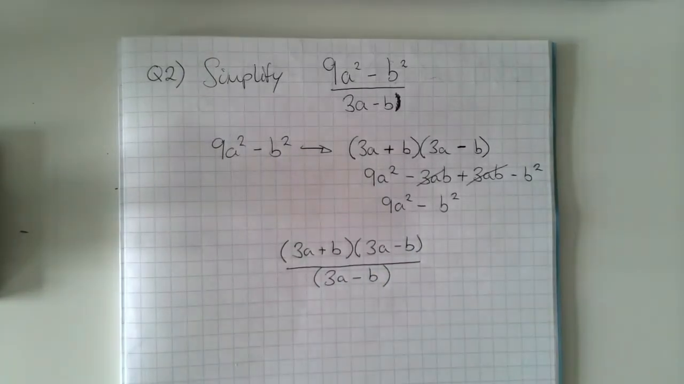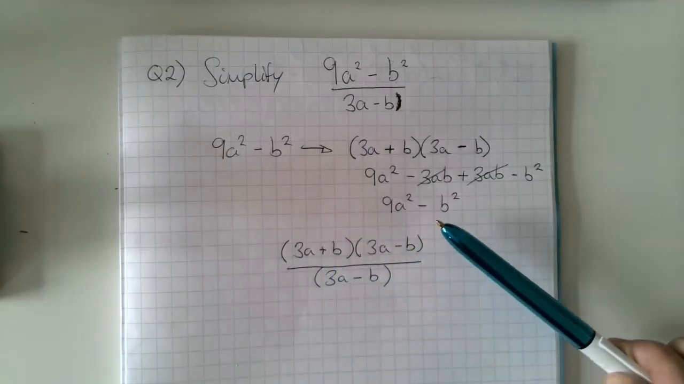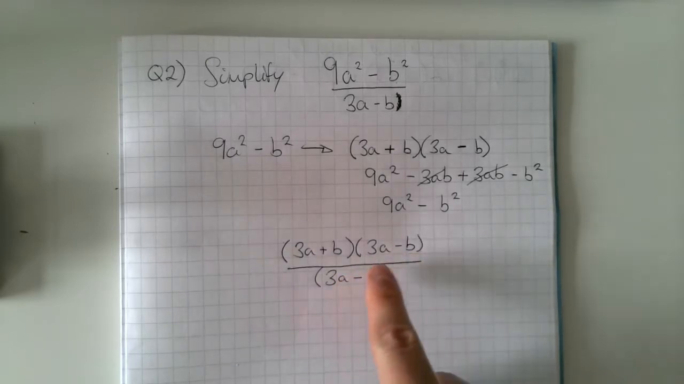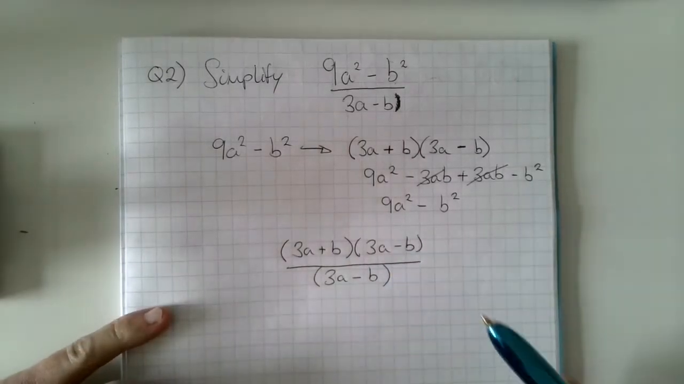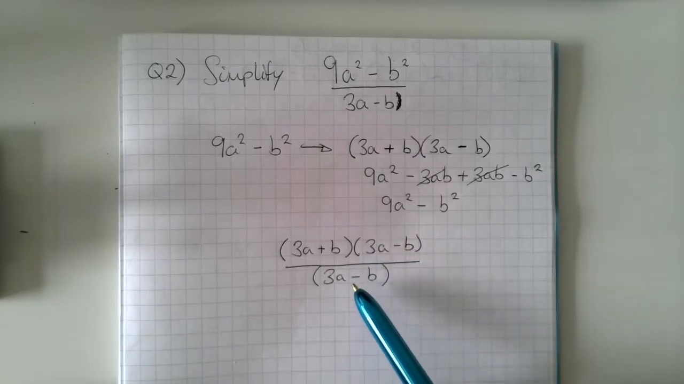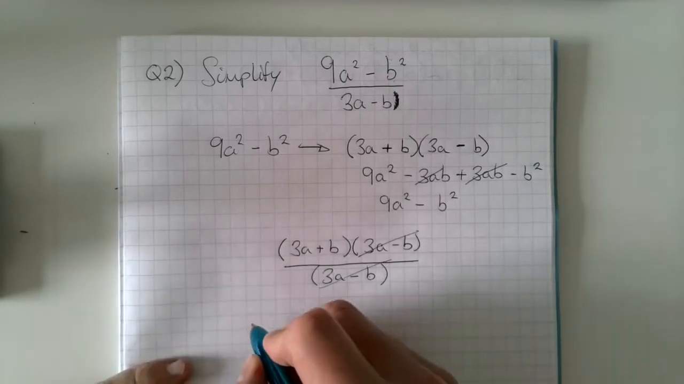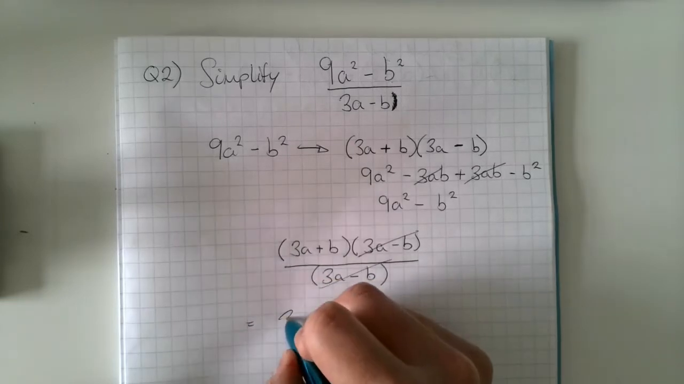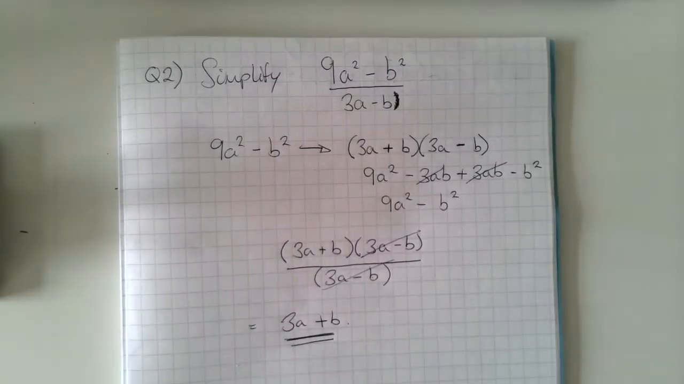Okay, now I've got something in my fraction that I can cancel. I've got something that's the same on the top and the bottom, which is 3a minus b. I've got 3a minus b there, and I've got 3a minus b there. Anything divided by itself is going to be 1. So if I did 3a minus b divided by 3a minus b, that's going to equal 1. So they're going to cancel. So my final answer, my final simplified fraction, is just what's left, which is 3a plus b. And that is my answer for question 2.